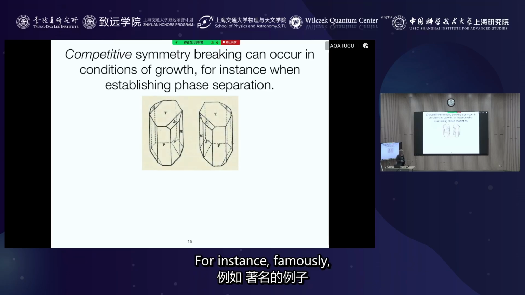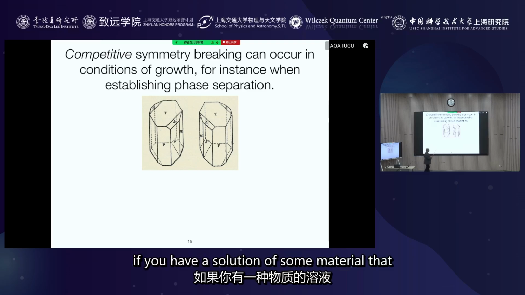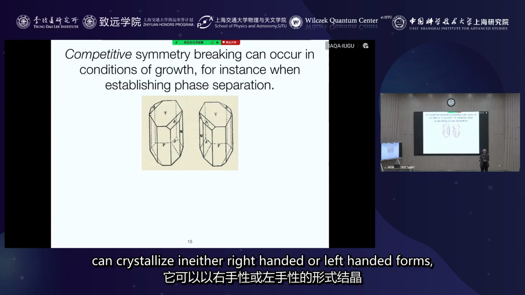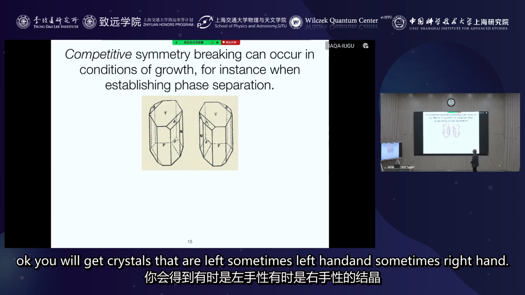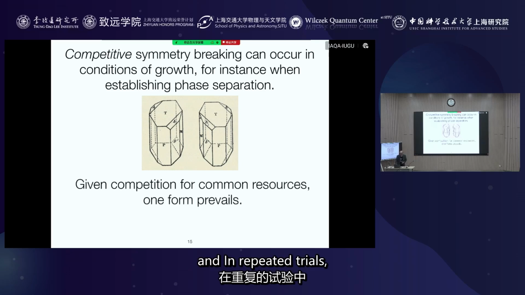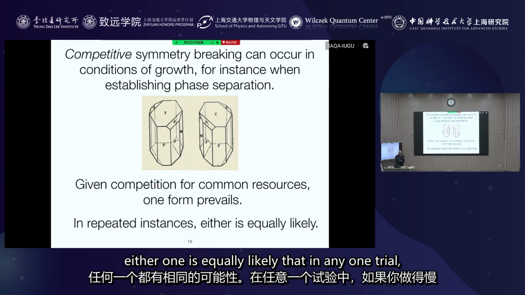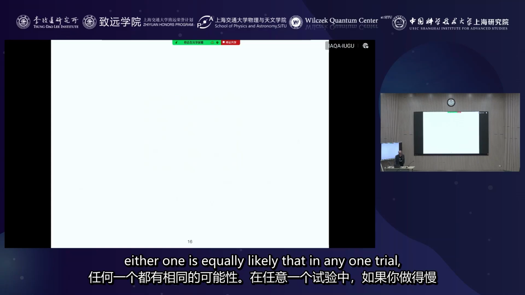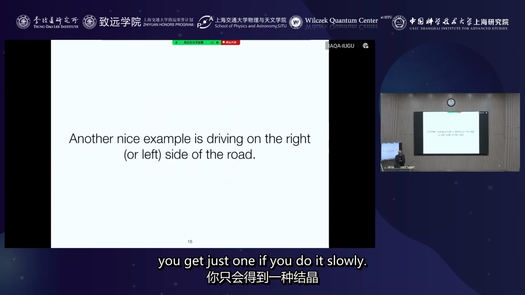So this is a kind of thing that can happen when you have phase separation. For instance, famously, if you have a solution of some material that can crystallize in either right-handed or left-handed forms, you will get crystals that are sometimes left-handed, sometimes right-handed. In repeated trials, either one is equally likely. But in any one trial, you get just one if you do it slowly.